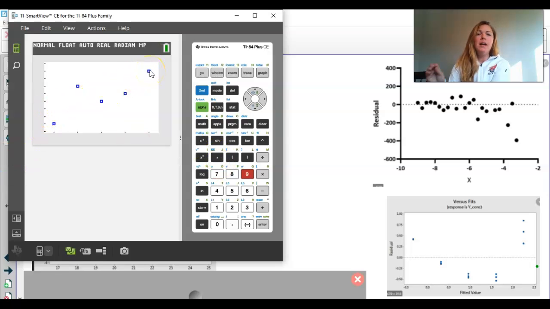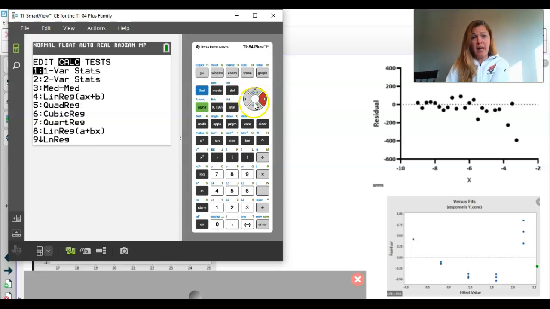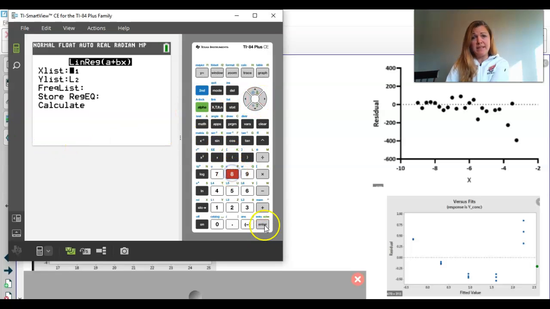Okay. Next, let's look at the residual plot. If we generate a line, would the residual plot tell us if our line is appropriate for regression or not? Well, in order to do that, I actually need to run regression. So I'm going to go to stat, I'm going to arrow over to calc, and I'm going to go down to number 8. I can actually store that regression equation in there.